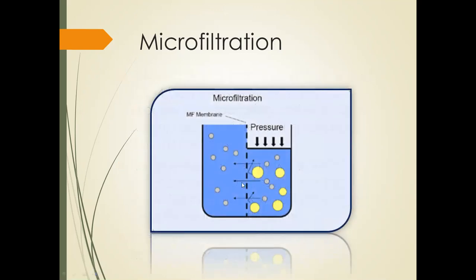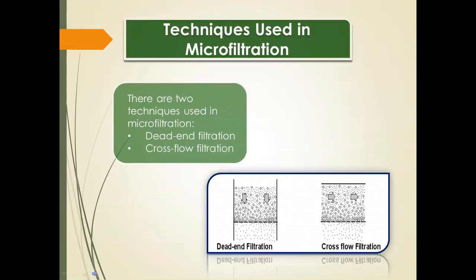See, this is microfiltration. You have this microfiltration membrane, and through the application of pressure, the smaller particles are separated from the bigger particles. The techniques used in microfiltration could be dead-end filtration, something like this, or cross-flow filtration, which is the commonly used technique. Now, let's look at this video to complement the discussion on this particular membrane separation process.